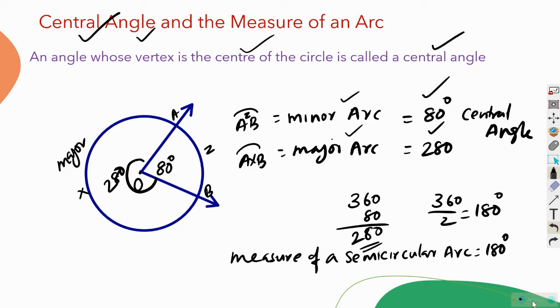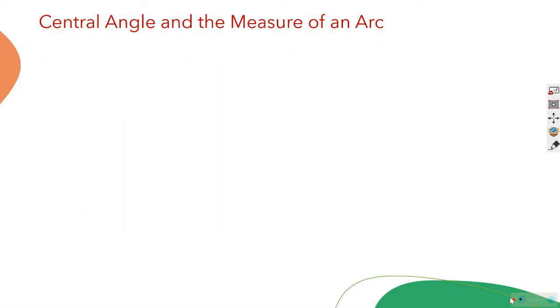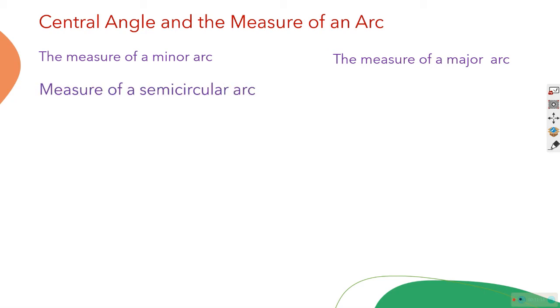Okay, take a pause and try to understand all these things. Okay, let us conclude. What actually did we understand? What is central angle and measure of an arc? Under that, we understood that because the vertex of the angle is at the center of the circle, the measure of minor arc and the measure of major arc are the measure of the angle created at the center, and the measure of a semicircular arc is nothing but 180 degrees. If you think about the measure of a circle, it will be equal to 360 degrees.